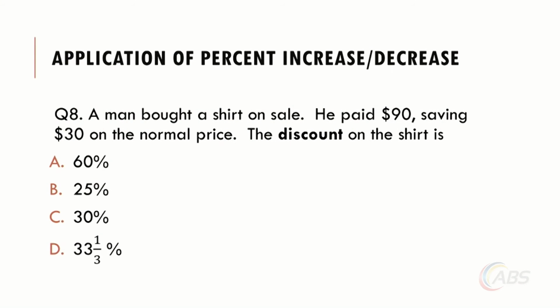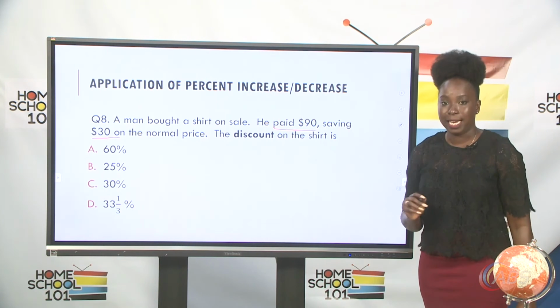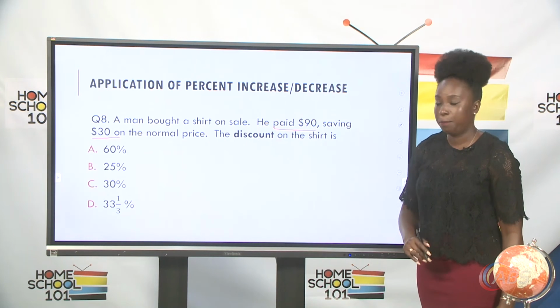Question 8. A man bought a shirt on sale. He paid $90, saving $30 on the normal price. The discount on the shirt is. So again, we're finding a percentage in this case. So the man bought the shirt on sale and he paid $90, but he got a discount for this shirt, and the discount amounted to $30, okay? So we want to find out what the discount on the shirt is, and in this case as a percentage, okay?